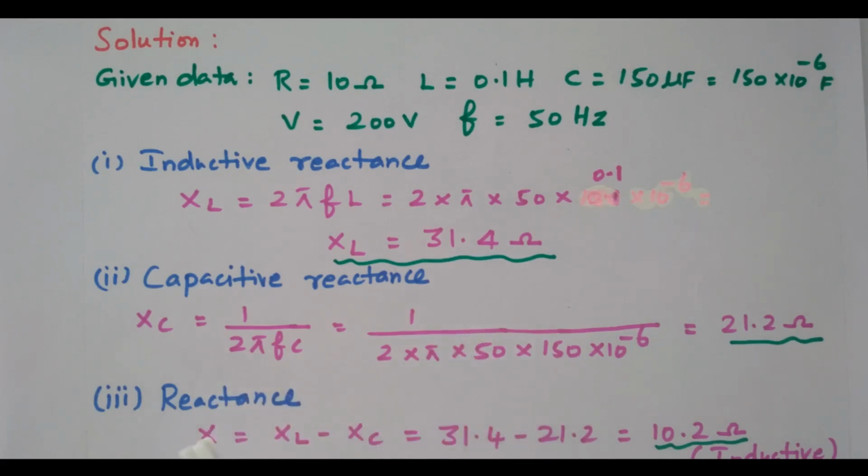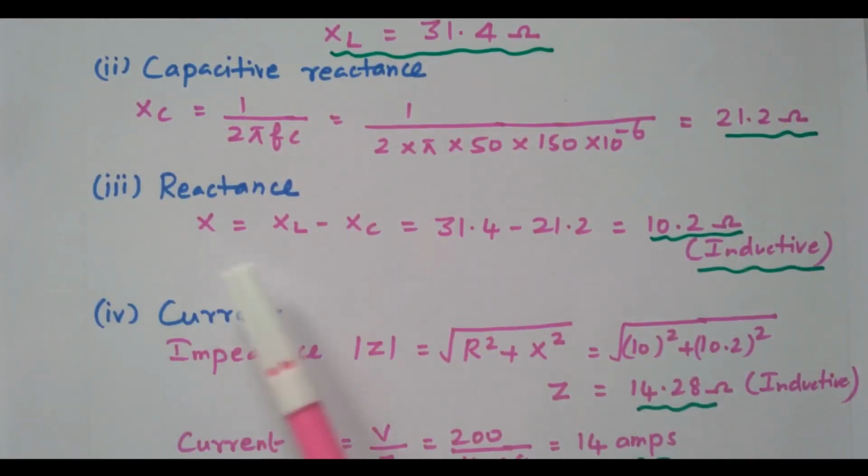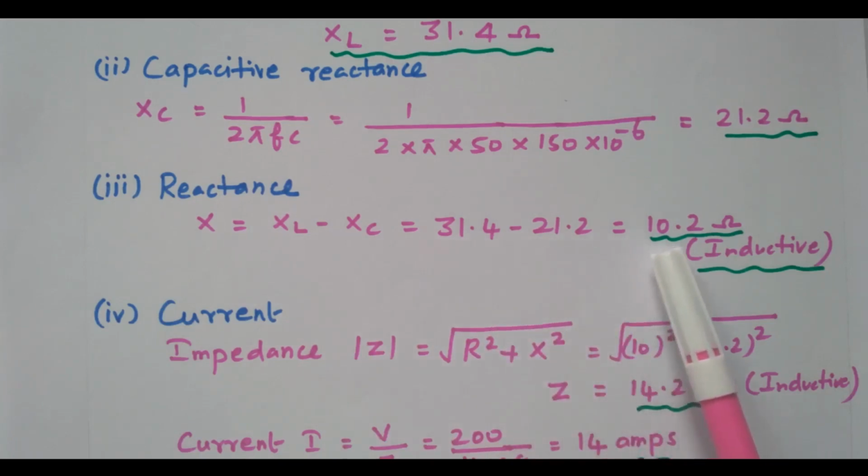Then we will go to the capacitive reactance. Xc equal to 1 divided by 2 pi F C. So 1 divided by 2 into pi into the frequency, 50, and the capacitor value, 150 into 10 to the power minus 6. By solving this we get 21.2 ohm. So the capacitive reactance is 21.2 ohm. Now we'll find the reactance. The reactance X is nothing but XL minus XC, the difference between inductive reactance and capacitive reactance. We already calculated these two: inductive reactance 31.4 minus capacitive reactance 21.2 is equal to 10.2 ohm, inductive, because the inductive reactance is more and the capacitive reactance is lesser. So the circuit will act as more inductive, so it is given as inductive.